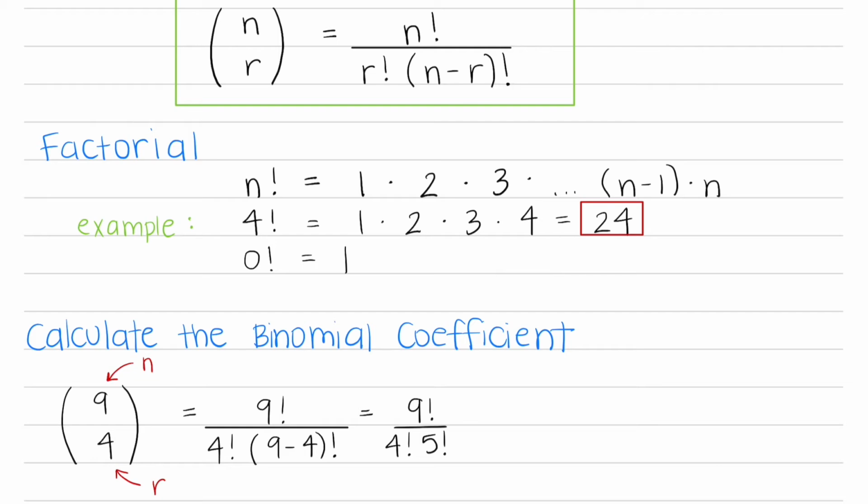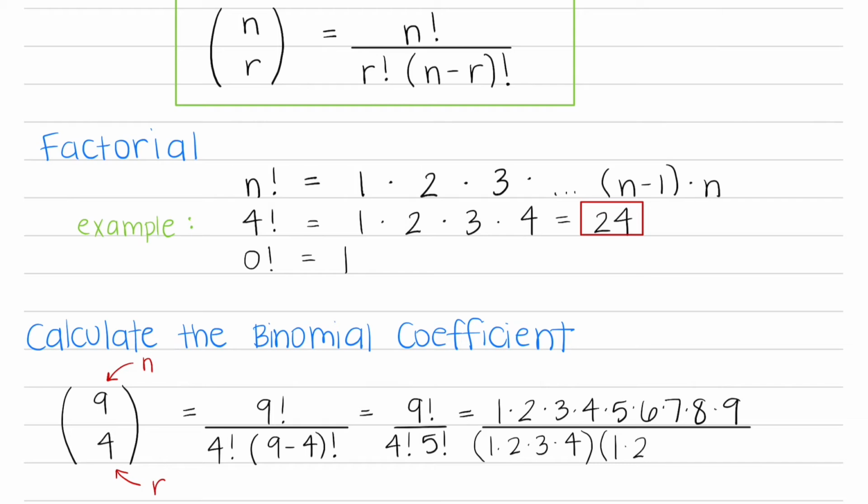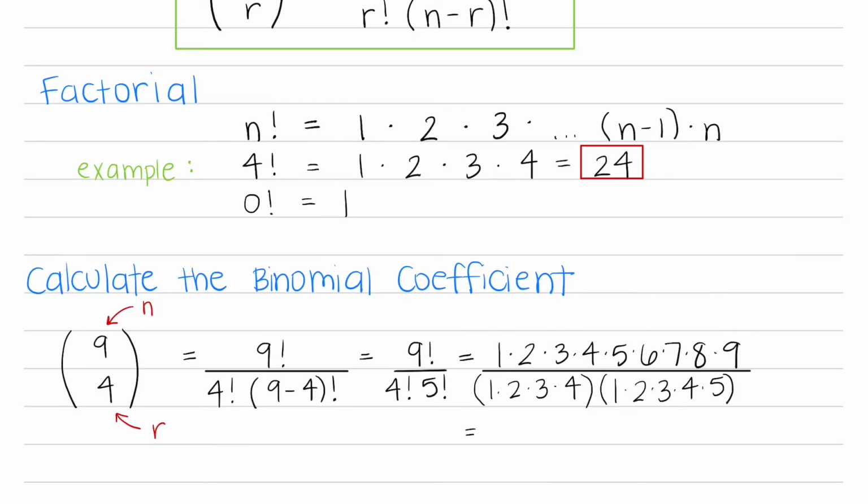So let's write out these factorials. 9 factorial equals 1 times 2 times 3 times 4 times 5 times 6 times 7 times 8 times 9. And on the bottom, 4 factorial is 1 times 2 times 3 times 4, and that's times 5 factorial, so 1 times 2 times 3 times 4 times 5. So let's reduce this. We see that in the bottom, we have 1 times 2 times 3 times 4 times 5, and we have that on the top, so we can cancel those out.